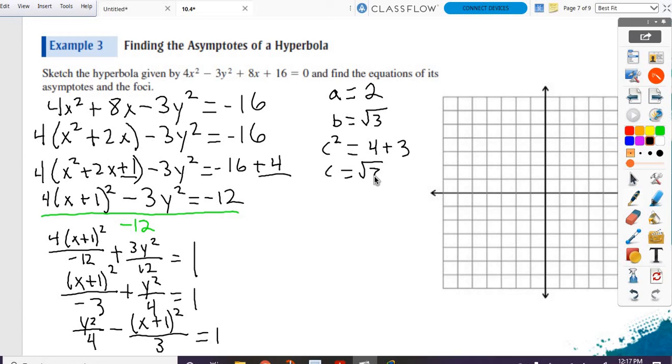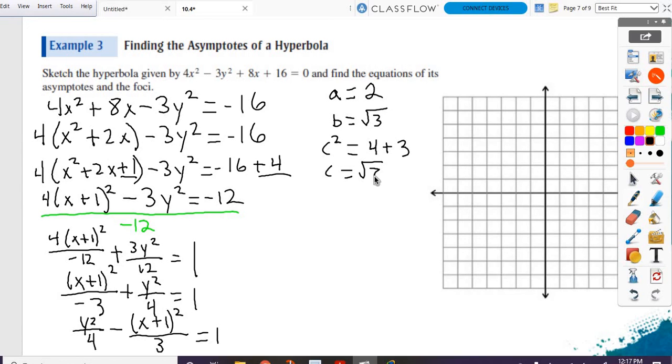Yes. Why do we have to flip them again? Because we want our positive one to be first. Okay. So notice that when I divided everything by a negative 12, it flipped the signs. So then we want to rewrite it so that the positive one, which is now the y, comes before the negative one, which is the x. Yep.